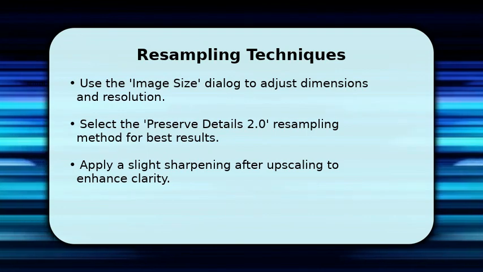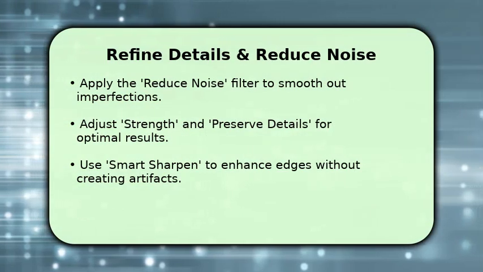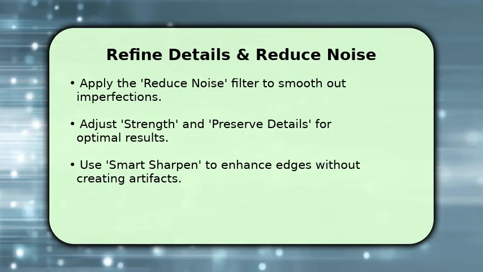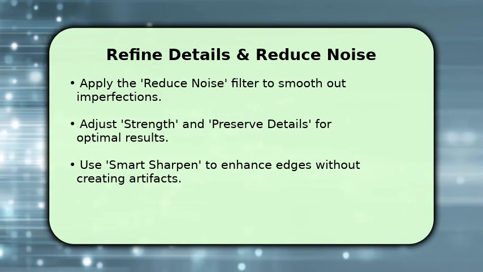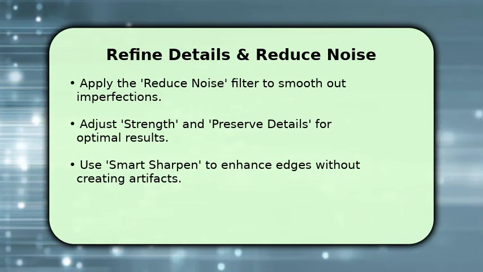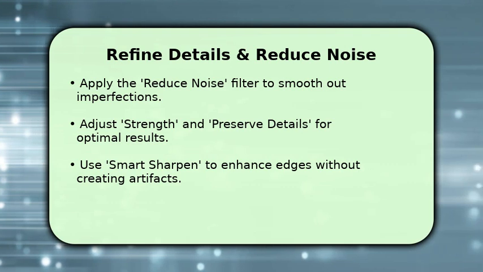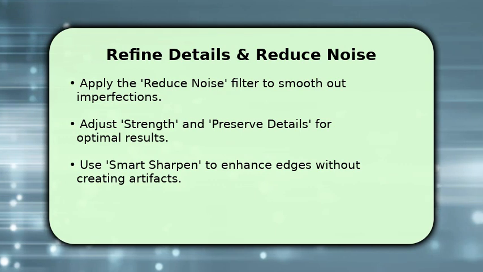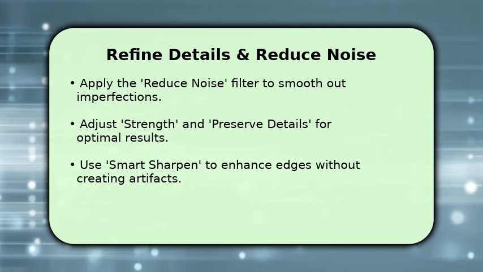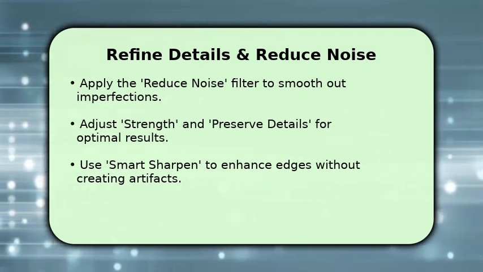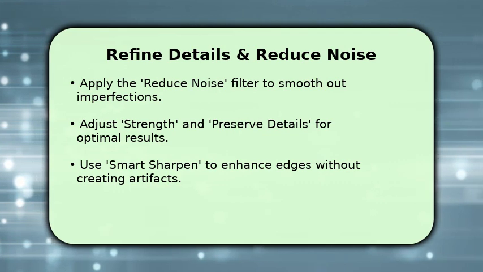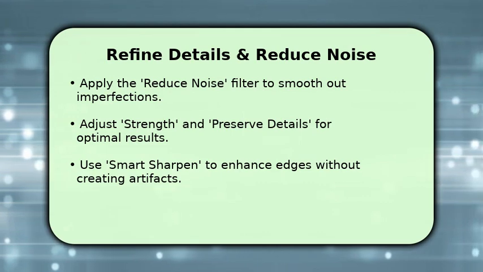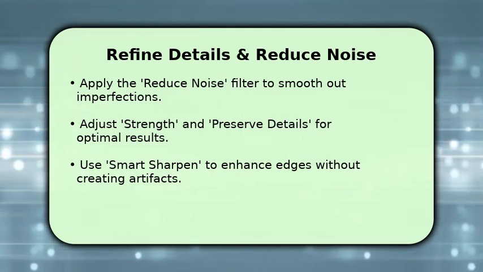After adjusting your image size, the next step is to refine its details and manage any digital noise. Utilize the Reduce Noise filter to smooth out unwanted graininess, carefully adjusting the Strength and Preserve Details sliders to maintain important textures. For a final touch, apply Smart Sharpen. This tool allows you to enhance edges precisely, making your photo appear much crisper without introducing halos or other undesirable artifacts. These steps are key to a polished look.